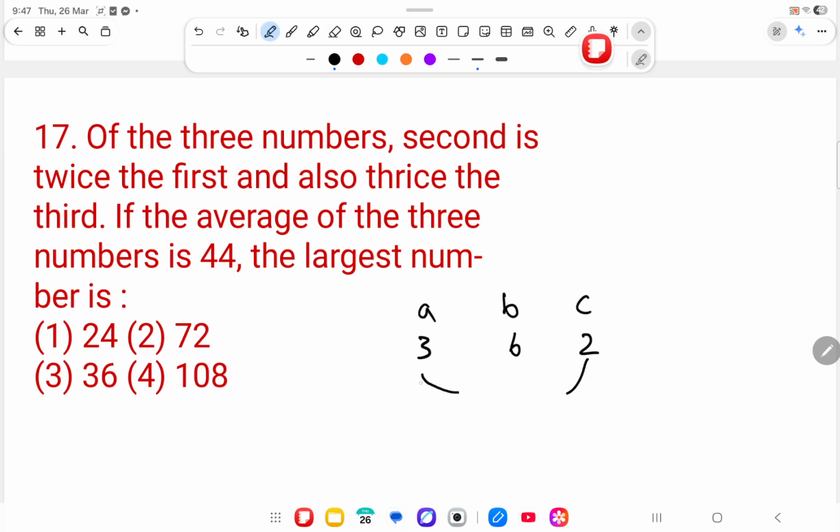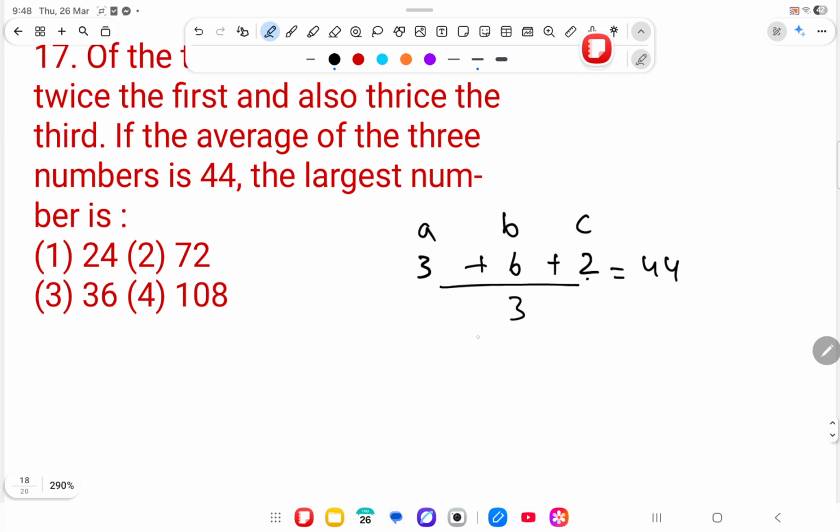Then what they are asking here, if the average of the three numbers is 44, then sum becomes 3 plus 6 plus 2 is equal to how much? 44 into 3, 132. So the ratio is nothing but same, 3, 6 and 2. So then sum becomes 132 because average is given 44. Then the largest number is 6.